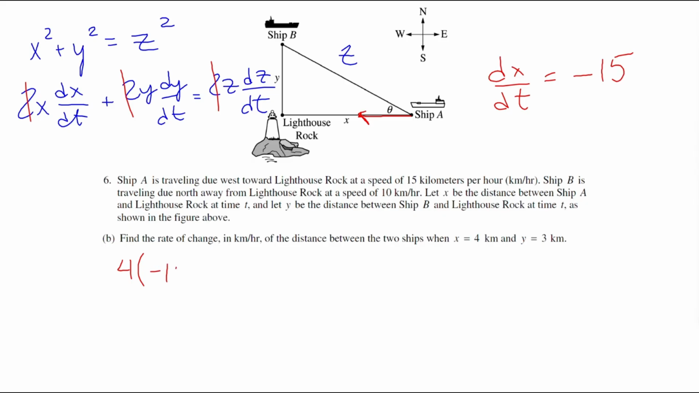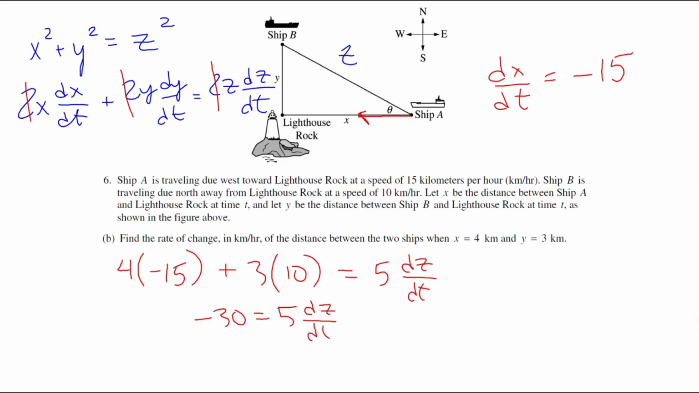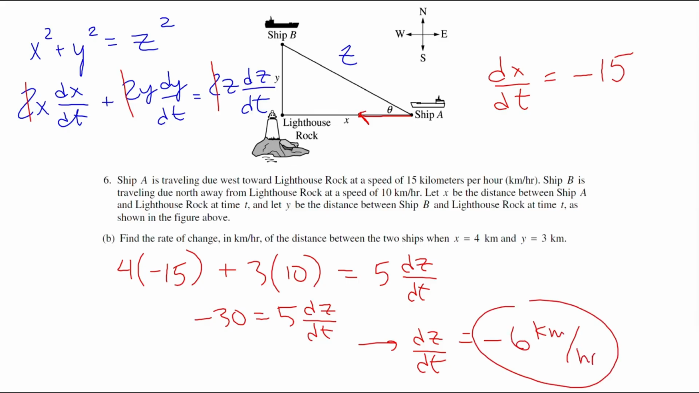So we need to put in negative 15 for dx/dt. And then we'll add to that our y value, which is 3, times our dy/dt. That's 10, and that one is positive because ship B is going away from the rock, so it's an increasing distance. And then we have z, which we just found in part A is 5, times dz/dt. So we end up with negative 60 plus 30 on this side, negative 30 equals 5 dz/dt, or dz/dt is negative 6 kilometers per hour.